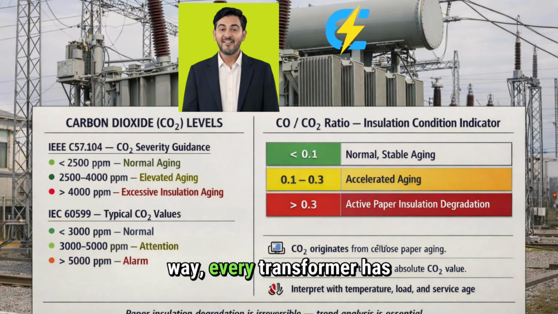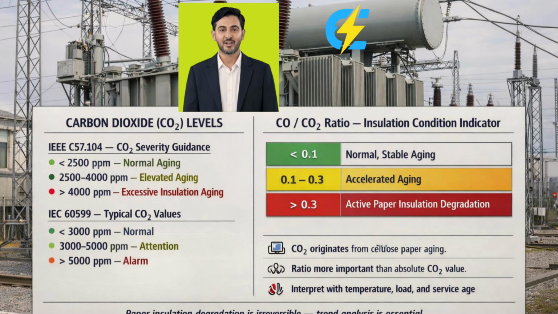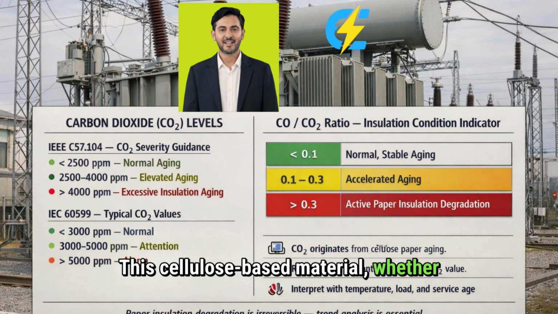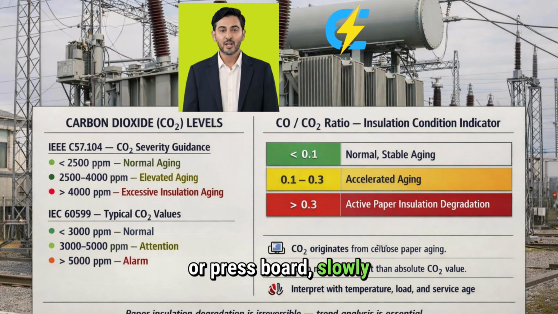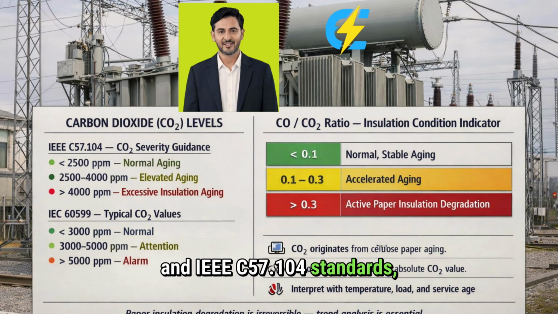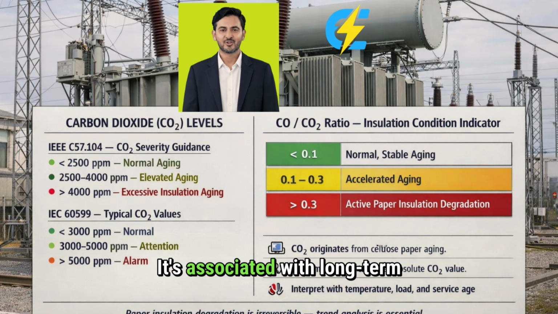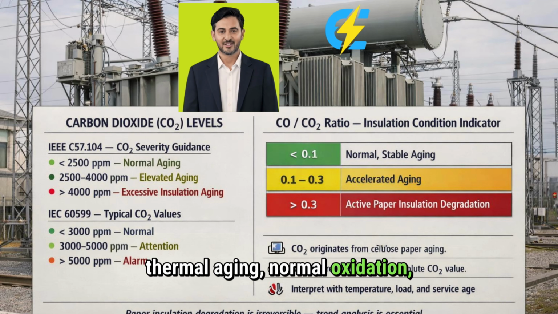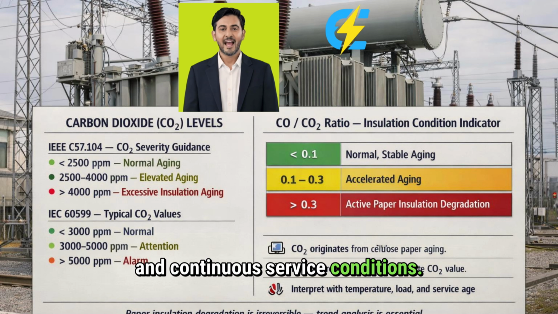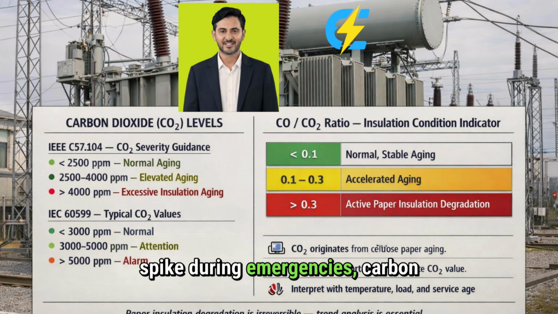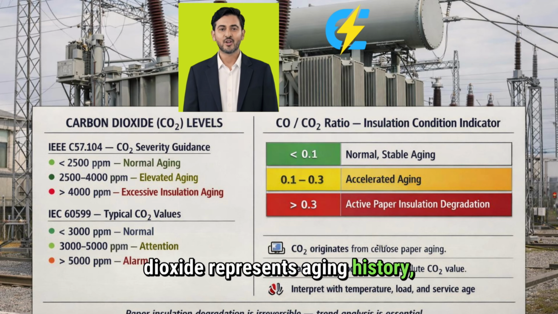Think of it this way. Every transformer has paper insulation wrapped around its windings. This cellulose-based material, whether it's kraft paper or pressboard, slowly breaks down over time. As it ages, it releases carbon dioxide into the oil. This process is continuous, natural, and inevitable. According to IEC 60599 and IEEE C57.104 standards, carbon dioxide is produced when paper insulation ages slowly and naturally. It's associated with long-term thermal aging, normal oxidation, and continuous service conditions. Unlike fault gases that spike during emergencies, carbon dioxide represents aging history, not sudden damage.